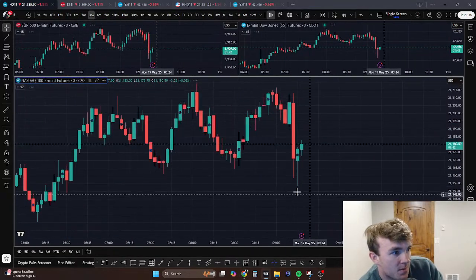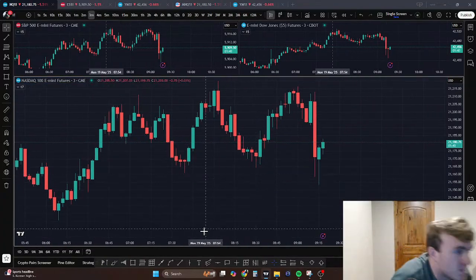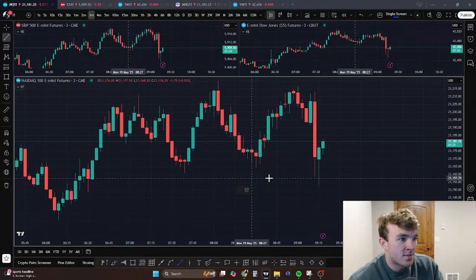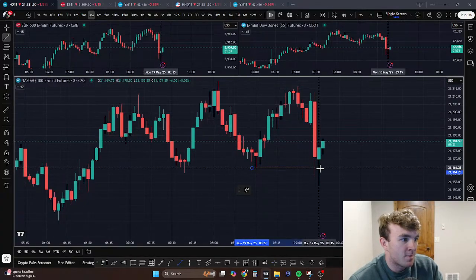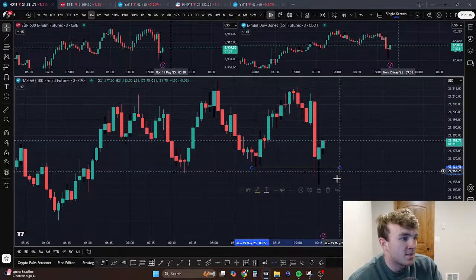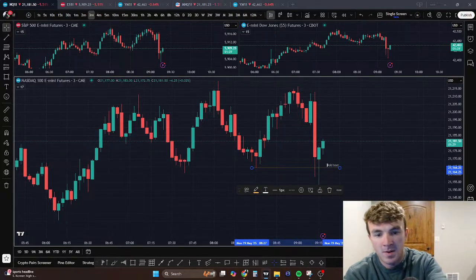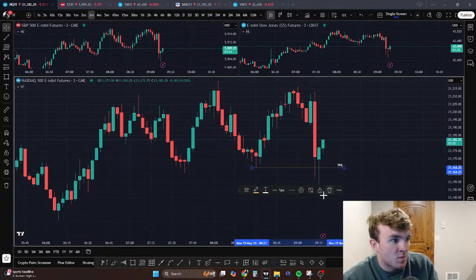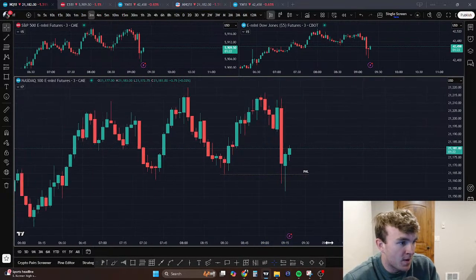Now we swept out both these previous hours' lows. I'm probably going to get this inversion, but it's in the pre-market still, so I'm not going to take it because I'm just trying to not take pre-market setups. But we will mark it out. Maybe we'll take it on demo.